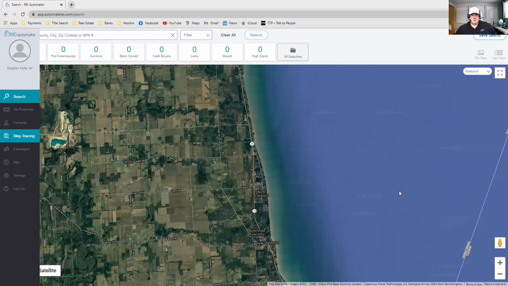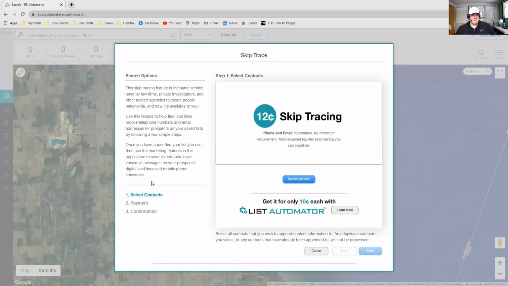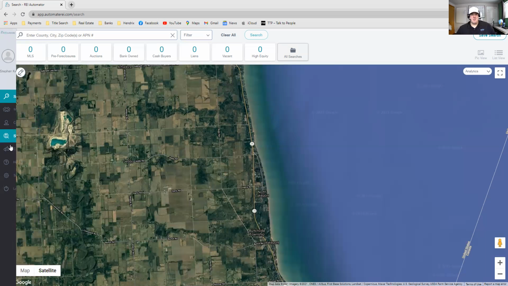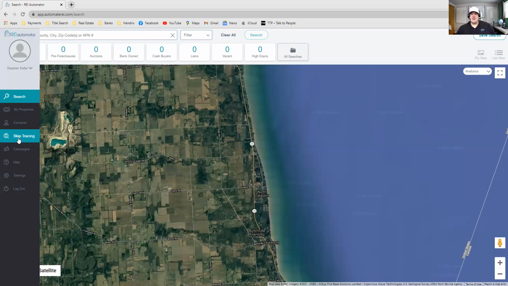They do offer skip tracing. I don't really use it. There have been quite a few people that have said they didn't really like it as much. But I don't know, maybe some people use it and they love it. It's one of those age-old adages. You don't ever hear about the people that love something. It's always the people that don't like it.